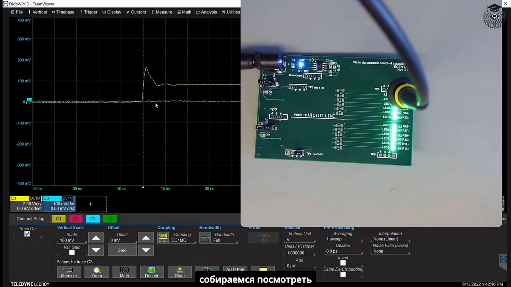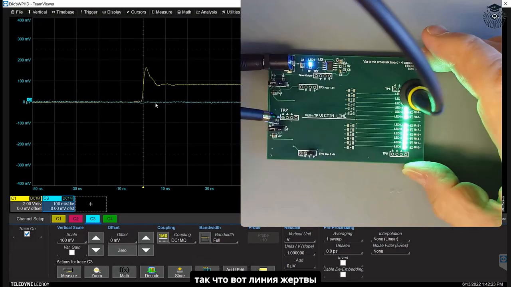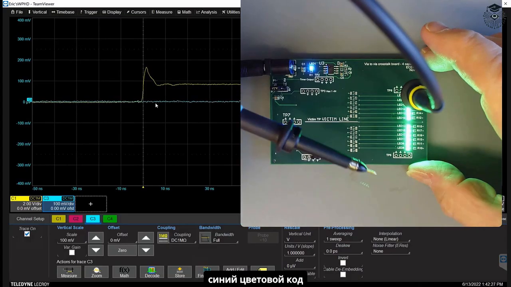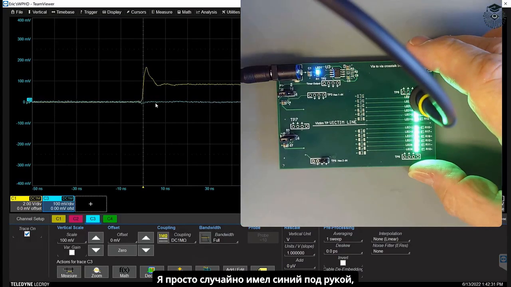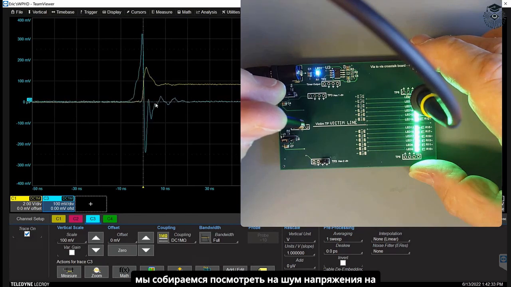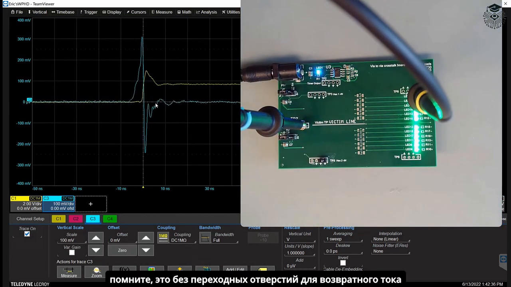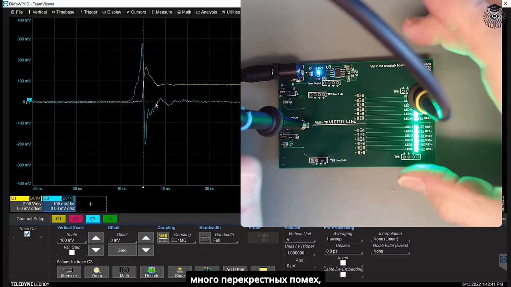And now we're going to look at the voltage noise on that poor victim line. So here is the victim line over here. And we're using the blue color code here. So we're looking at this channel 3. I just happen to have the blue one handy, so that's why we're going to use it. So we're going to look at the voltage noise on that blue line. Remember, this is with no return vias. And oh my gosh, there's a lot of crosstalk.